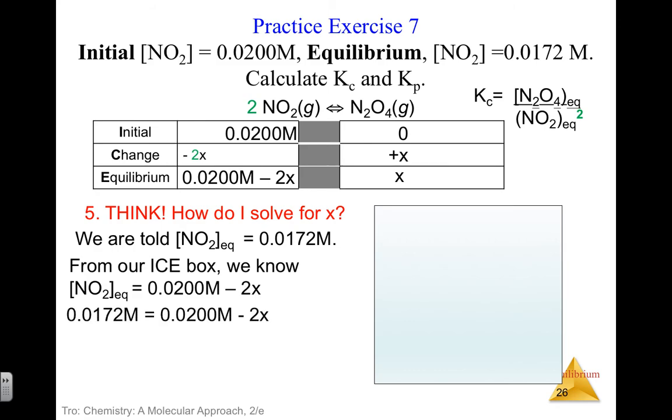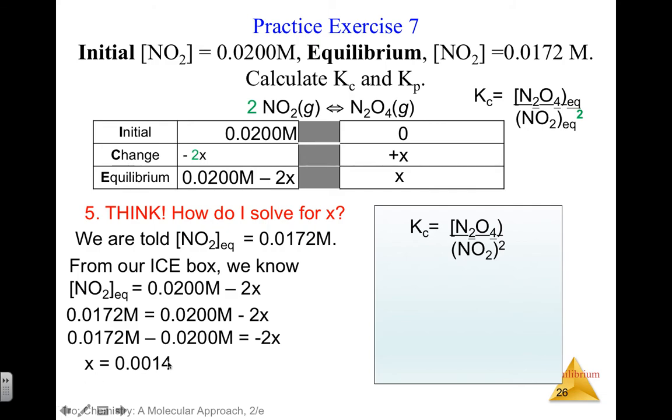So 0.0172 equals 0.02 minus 2x. Solve for x, so algebra: subtract 0.02 from both sides, divide by -2, and we end up with 0.0014. And that would represent the molarity of our N2O4 gas.